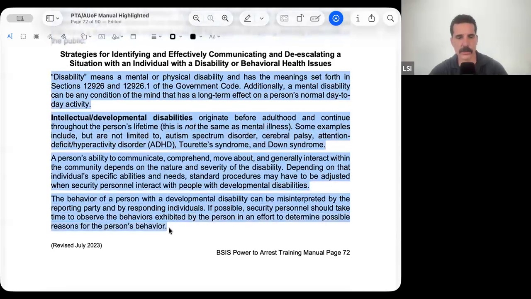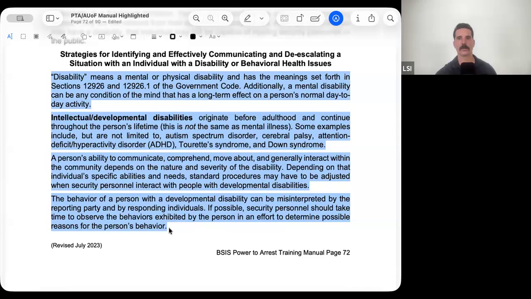And it continues. Disability means a mental or physical disability and has the meaning set forth in Sections 12926 and 12926.1 of the Government Code. Additionally, a mental disability can be any condition of the mind that has a long-term effect on a person's normal day-to-day activity. Intellectual developmental disabilities originate before adulthood and continue throughout the person's lifetime. This is not the same as mental illness.